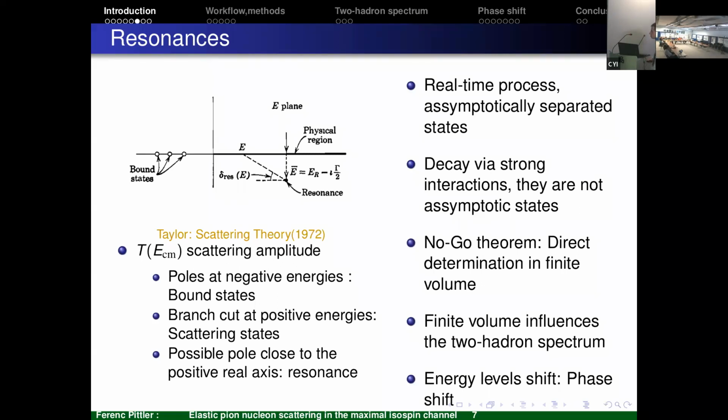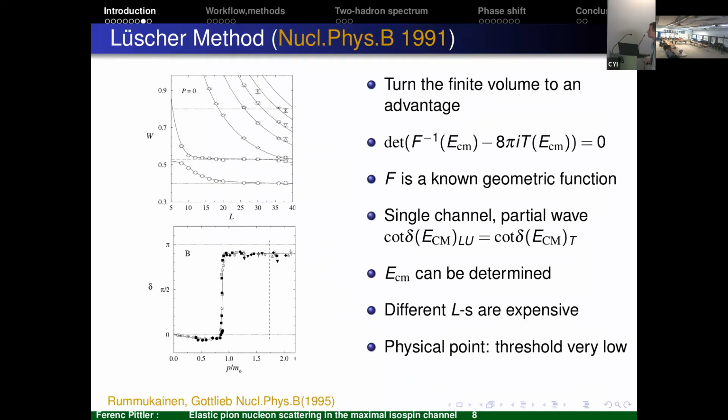So what can we use instead? We can use how the finite volume influences the two-hadron interacting spectrum. It turns out that due to the finite volume, there will be an interaction between the particles, and the energy levels will shift. This shift depends on the volume, and the volume dependence of this shift will give us information about the resonance. And this will be the main topic of my talk today.